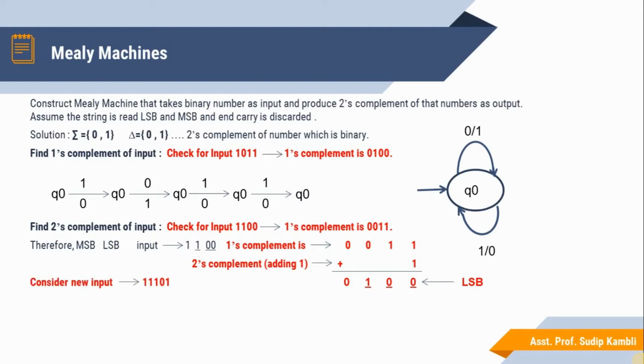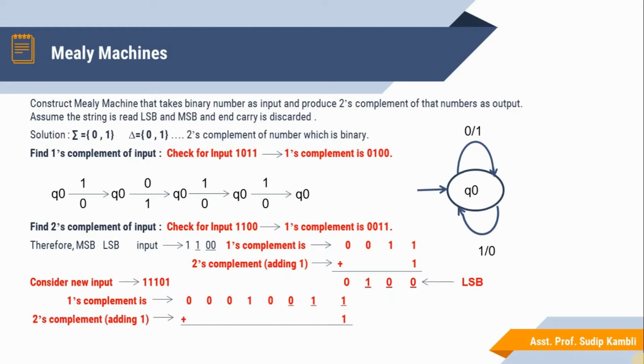Okay. So consider a new input value 1 1 1 0 1 0 1 1. The first complement of this input string is 0 0 0 1 0 1 0 0. So the first complement value is 0 0 0 1 0 1 0 0, and to get the 2's complement, we follow the similar steps of adding 1.